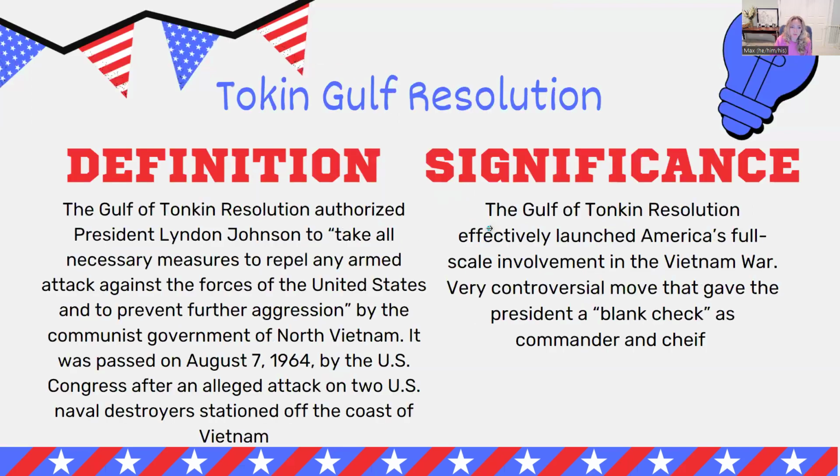Tonkin Gulf Resolution, or Gulf of Tonkin, however you want to call it. So the Gulf of Tonkin Resolution authorized President Lyndon B. Johnson to take all necessary measures to repel any armed attack against the forces of the United States and to prevent further aggression by the communist government in North Vietnam and the Viet Cong. So in 1964, that was passed, and the US Congress basically gave the president a blank check as commander-in-chief of the military to do whatever he felt was necessary. And he amassed and used all of that power to his benefit.